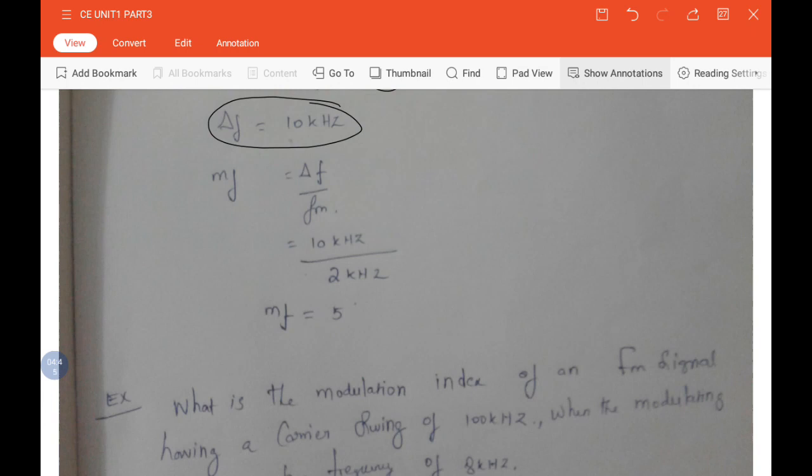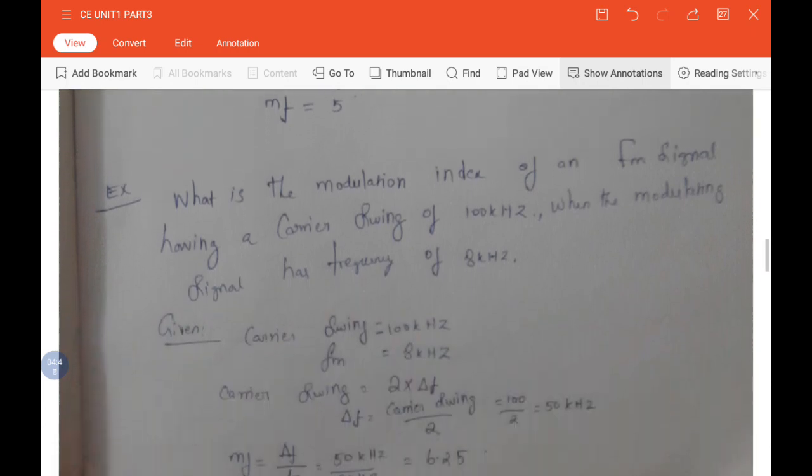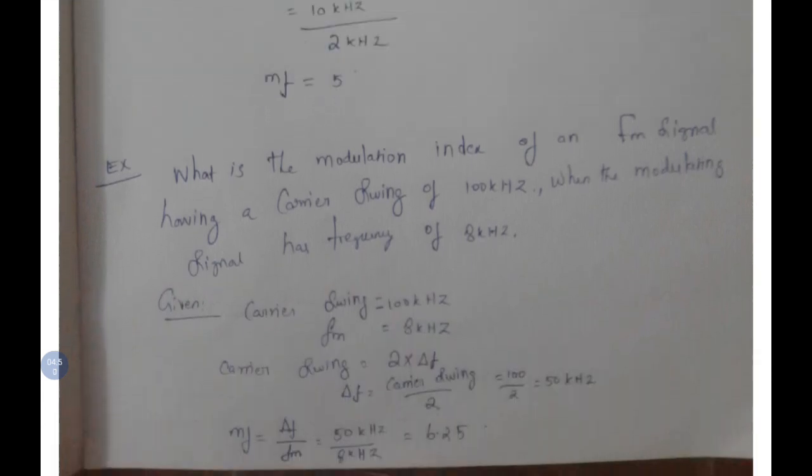And the next question is again a simple question. What is the modulation index of an FM signal having carrier swing of 100 kHz when the modulating signal has frequency 8 kilohertz? So first understand the data given are carrier swing and FM. FM is the modulating frequency. Carrier swing is given as 100 kilohertz. So first understand students, carrier swing is nothing but 2 times del F.